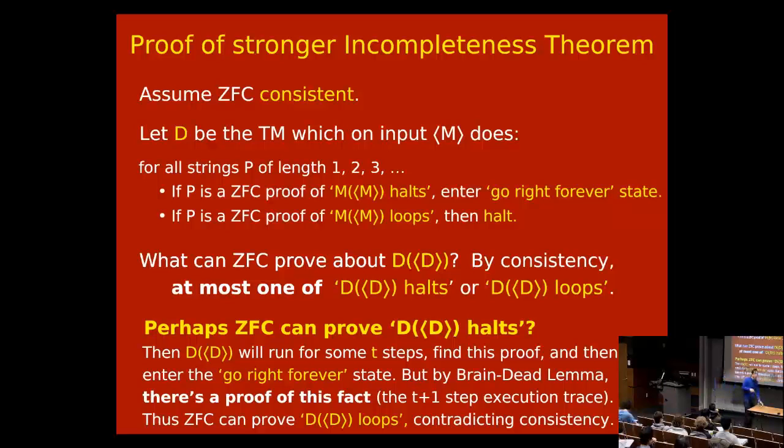I'm saying, not only does D of D eventually loop, there's definitely a proof of that, because the proof will just look like, okay, here are the configurations for a while, and then the last configuration I'll show you is it entering into the go-right-forever states. And then I'll write another sentence saying, now it will loop forever because it's in this go-right-forever state. Okay, and so therefore, not only does D of D loop in this case, there's actually got to be a proof that D of D loops. And then that contradicts consistency again, because we have a proof that it halts and that it loops.